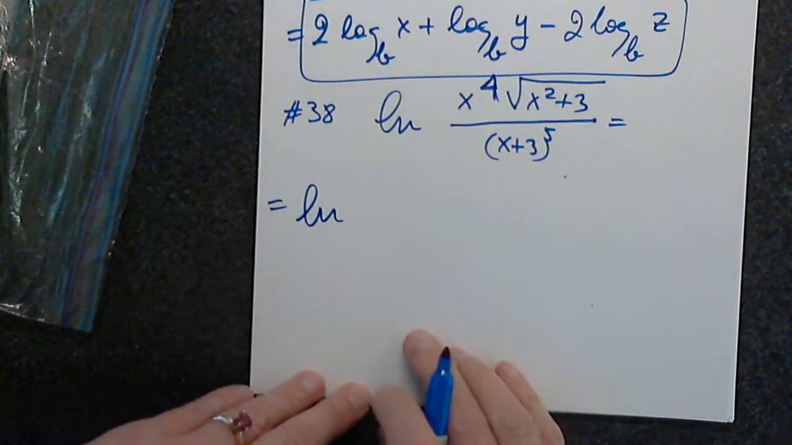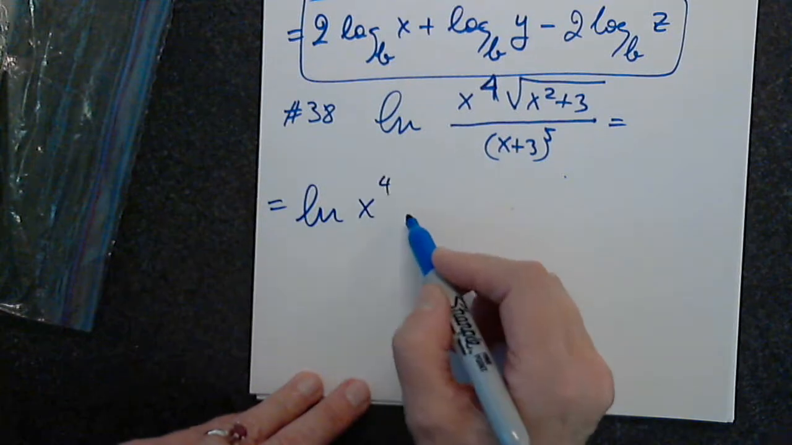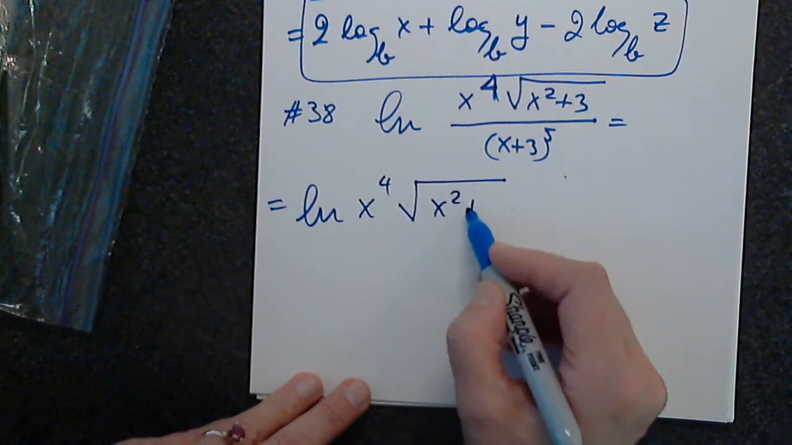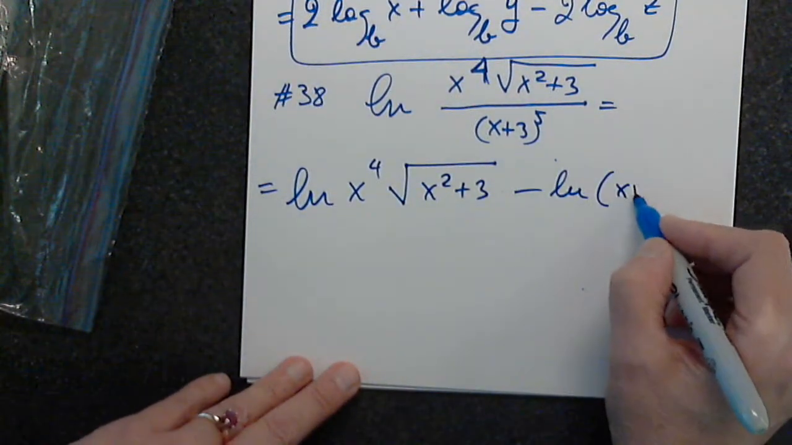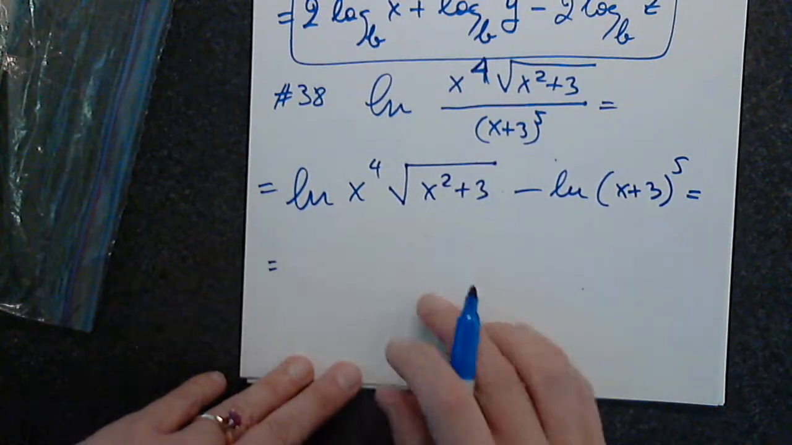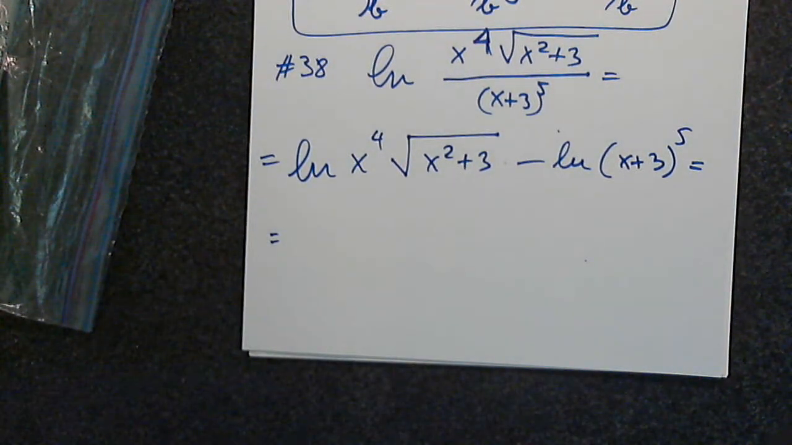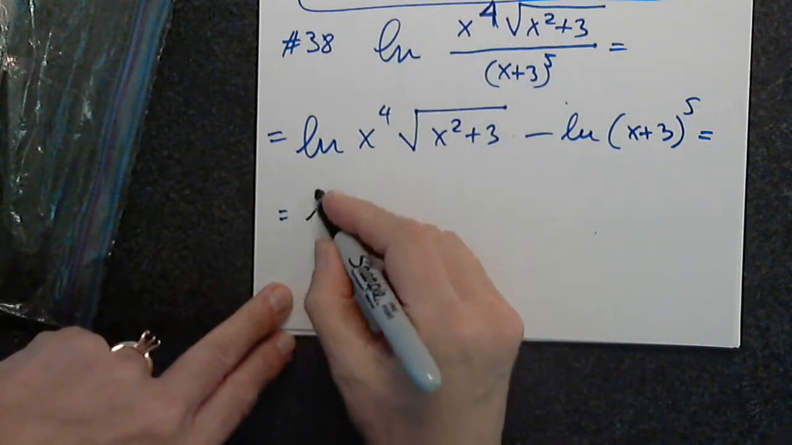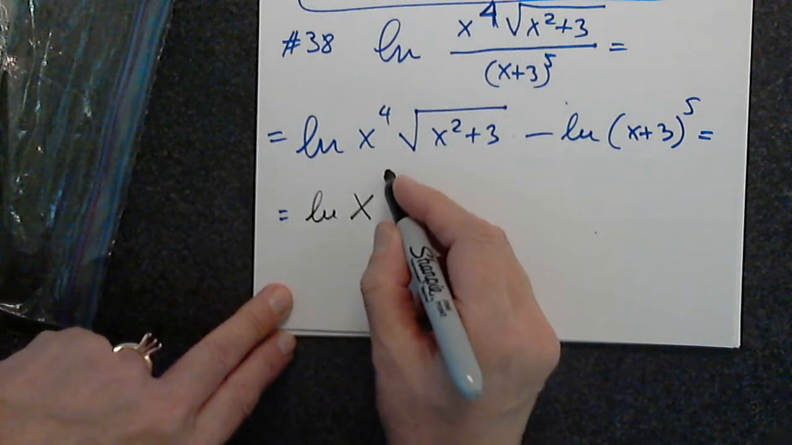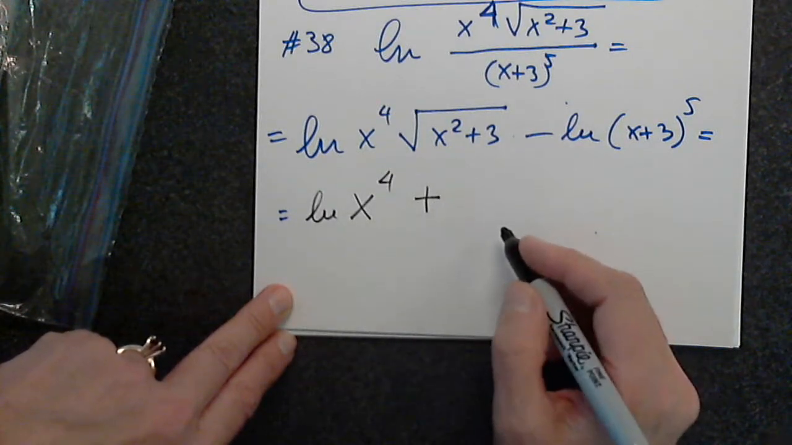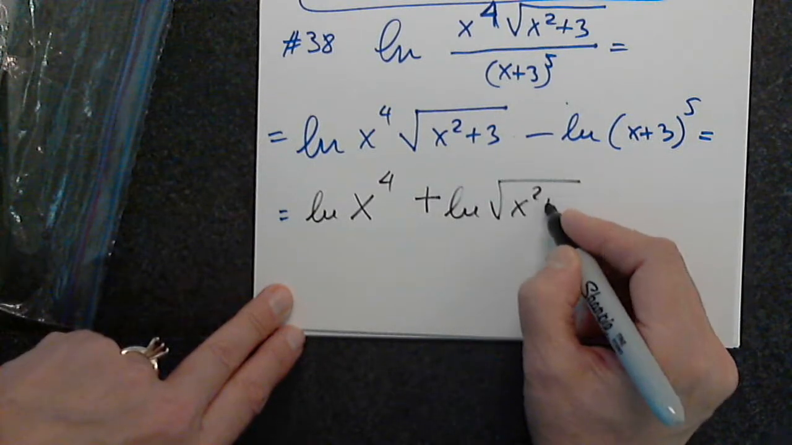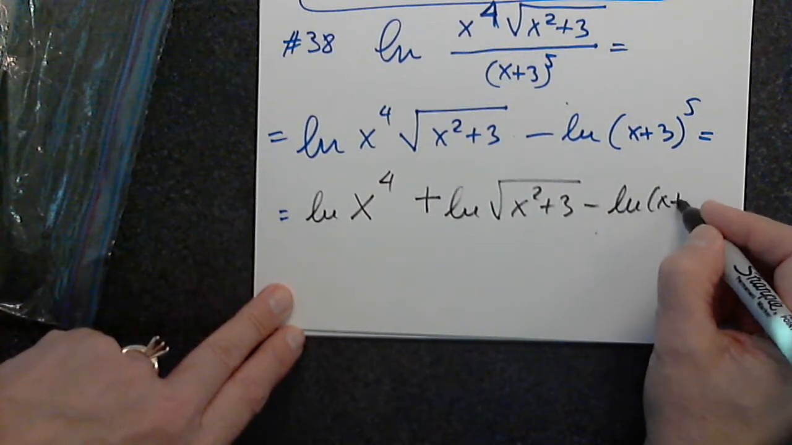Can anyone get us started? Yes, natural log x to the 4th and the square root. Very good. Yes? Yes, of x plus 3 to the 5th. Perfect. Next step. Natural log of the square root of x squared plus 3 minus natural log of x plus 3 to the 5th.